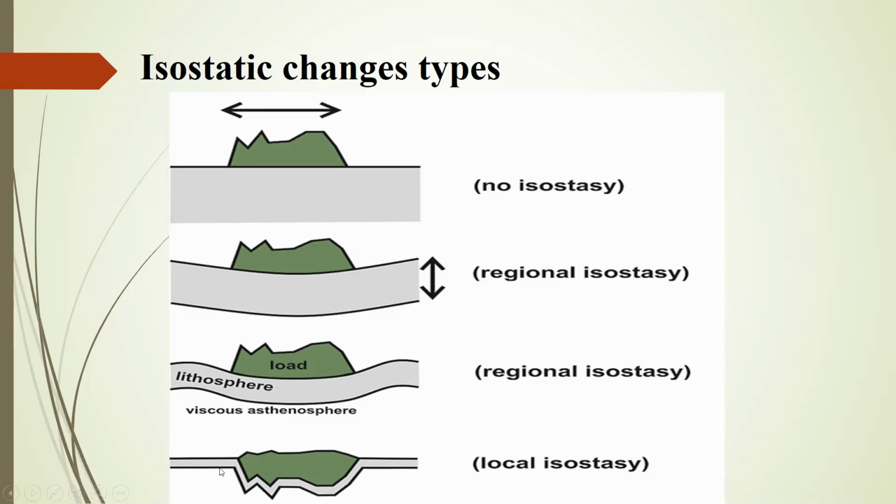Local isostasy. What happens here? It is purely caused by the subsidence of the asthenosphere or lithosphere. So these are the four types of isostasy. Number one is no isostasy has taken place, two other types are regional isostasy, and the fourth one is local isostasy.